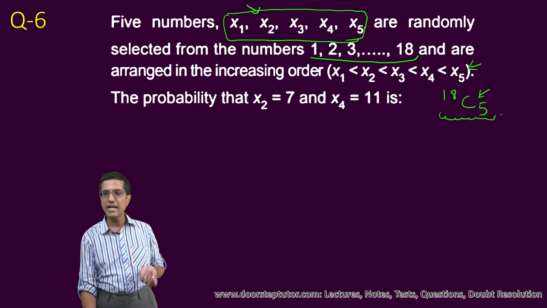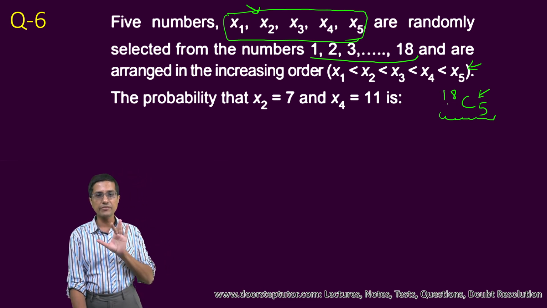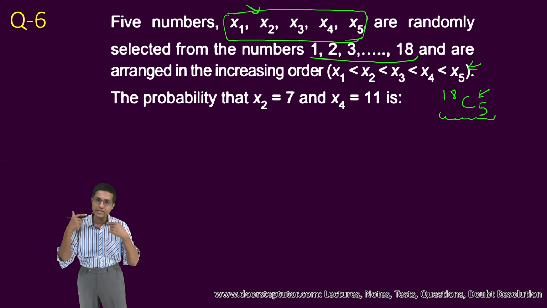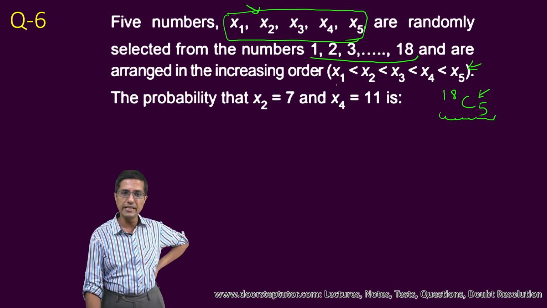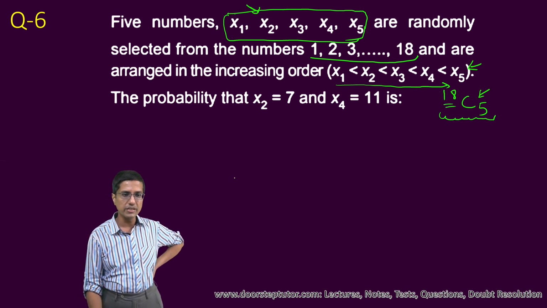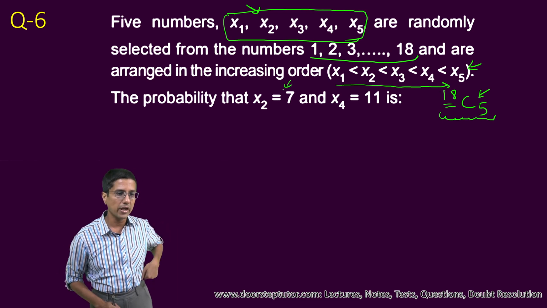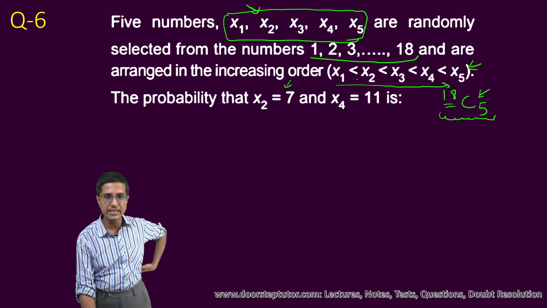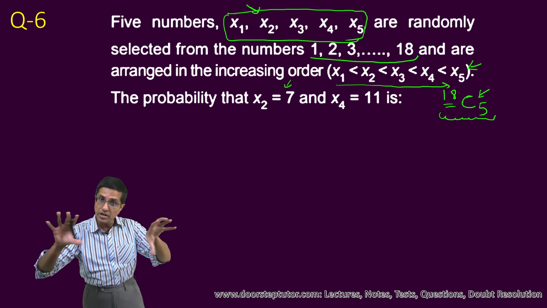The number of ways I can choose the 5 numbers from a set of 18 numbers, and then there is no more permutation available to me, because the numbers have to be arranged in only one definite order, which is the increasing order. So this is my total set 18C5, and let us now find out in how many ways, from this set 18C5, I can have the numbers arranged in the increasing order.